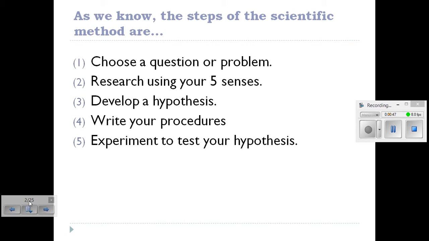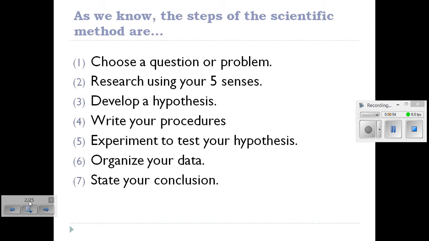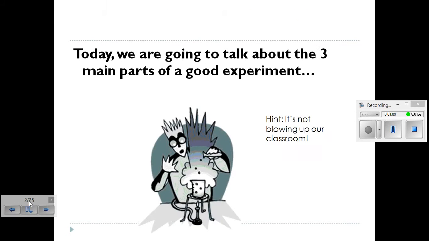You experiment to test your hypothesis. You organize your data and state your conclusion. Now, those are the steps of the scientific method, but there are more specific things that we need to look into when we're planning an experiment. Today, we are going to talk about the 3 main parts of a good experiment.